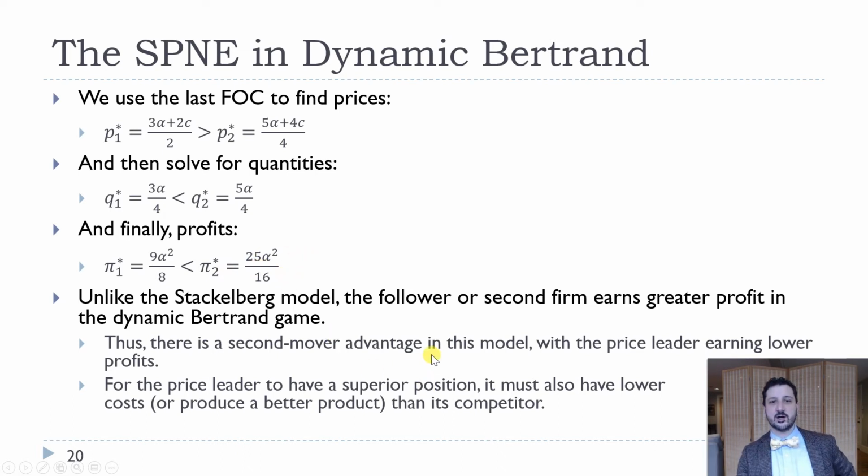And so unlike in the Stackelberg model, where they were competing on quantity, the follower or second firm earns a higher profit in this game. And so in this game, there's a second mover advantage where the price leader earns lower profits. Now, we just said often there's a dominant firm that sets price first. And so how can we have that? Why would it be in their interest to do that? Well, sometimes they can still earn a higher profit if they have lower costs or they produce a better product, a higher quality product than the competitor. And that may often be the case in a real world example.